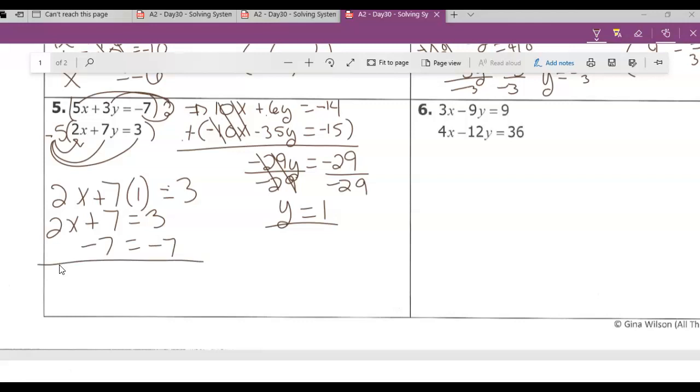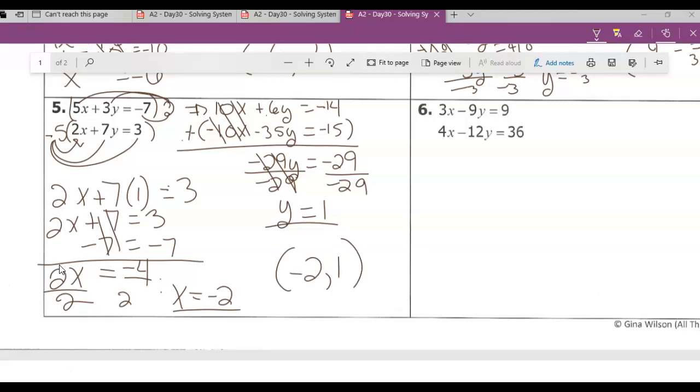And then I get 2x equals 3 minus 7, which is negative 4, because these canceled out. Divide by 2, and I get x equals negative 4 divided by positive 2, which is negative 2. So my solution is when x is negative 2, y is positive 1. Next, going on now, number 6. Here I have 3, 4's for x's and negative 9, negative 12's for y.